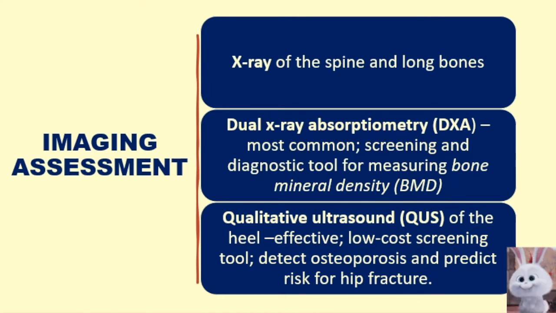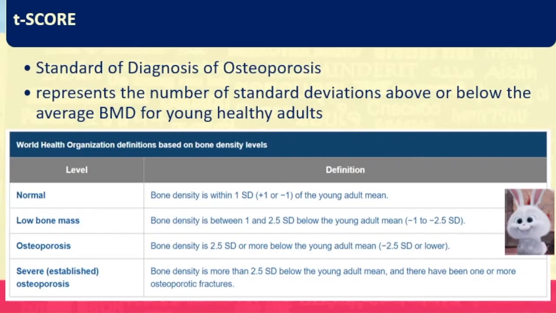Oftentimes you would see this in grocery marts. You would see that there are people who are nutritionist-dietitians who would advise you to have your bone mineral density measured. Then you have your QUS, your quantitative ultrasound. The QUS of the heel is also considered to be effective. It's a low-cost screening tool that is used to detect osteoporosis and even predict your risk for hip fracture. Again, heel. What's being done is ultrasound of the heel.